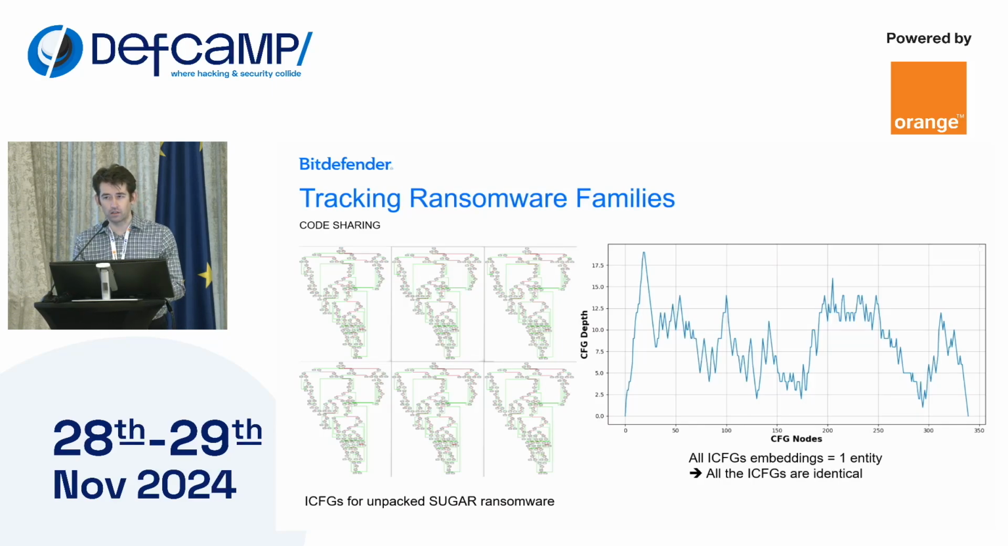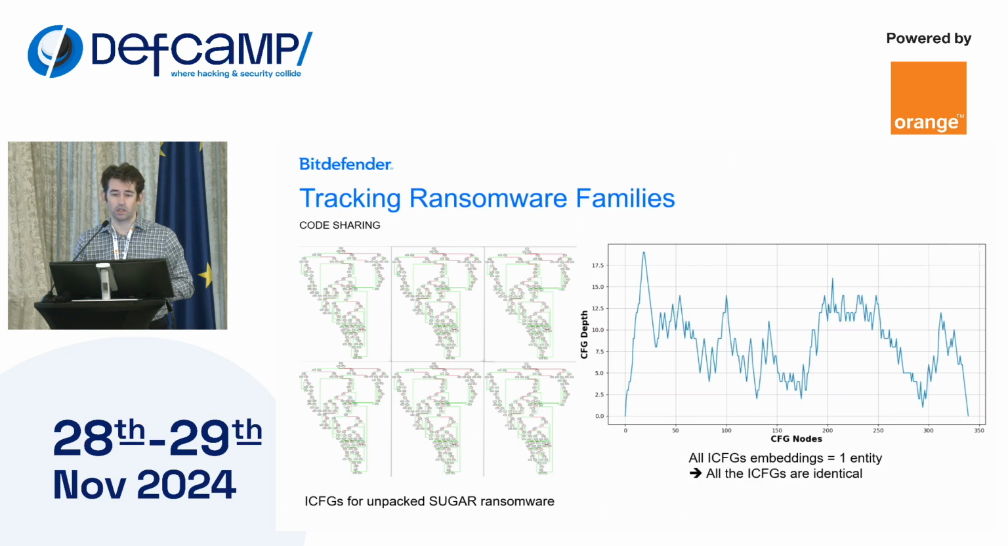Okay, so this is the third technology which allowed us to build this genealogy graph. What we see here are some graphics for the previous ransomware, sugar ransomware. At the left, we have some control flow graphs in the unpacked binary. So we see they are pretty similar. And at the right, we have some simple graphic, which is actually a traversal of the control flow graph.